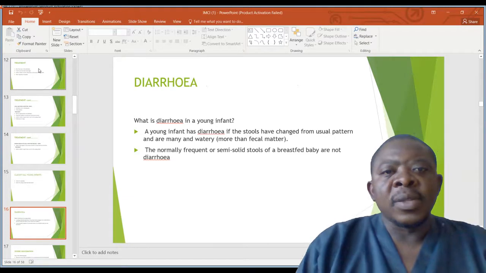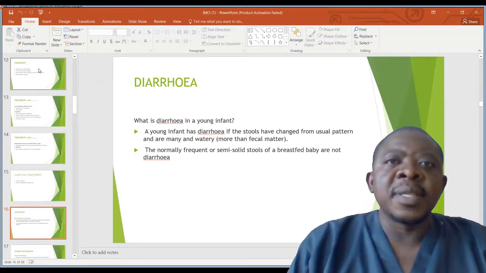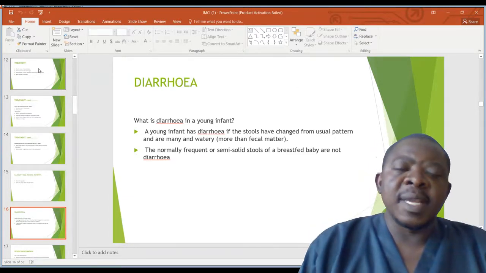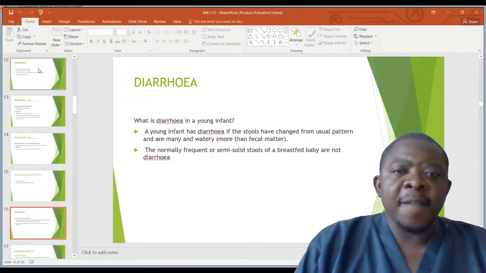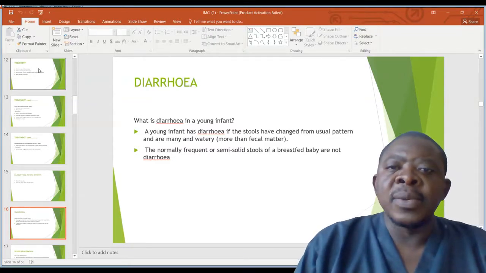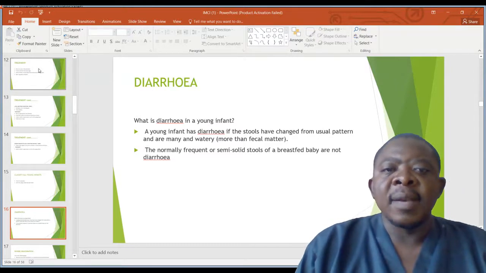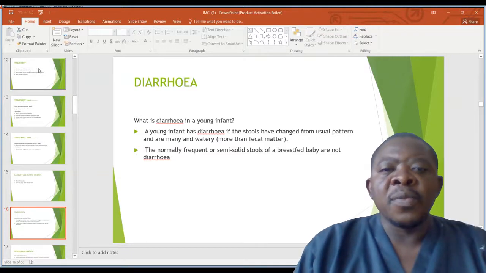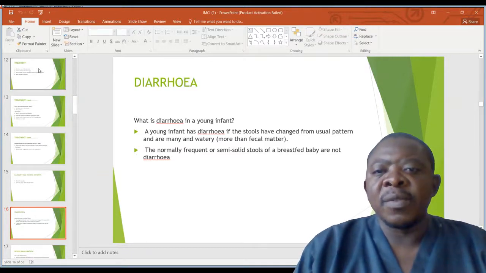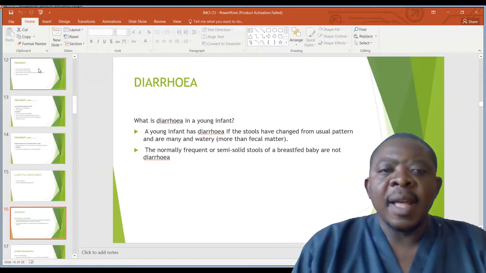Okay, so now to do with IMCI management of diarrhea. What is diarrhea in a young infant? A young infant has diarrhea if the stools have changed from the usual pattern and are many and watery. That is more than fecal matter. So the normal frequency of semi-solid stools of a breastfed baby is not diarrhea.